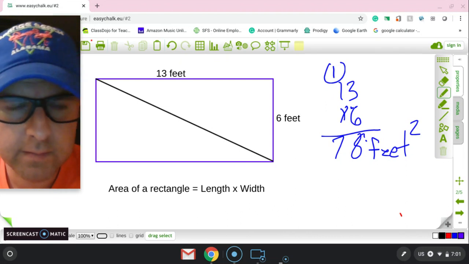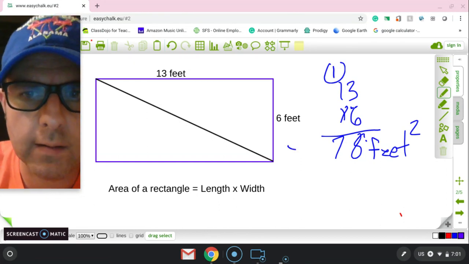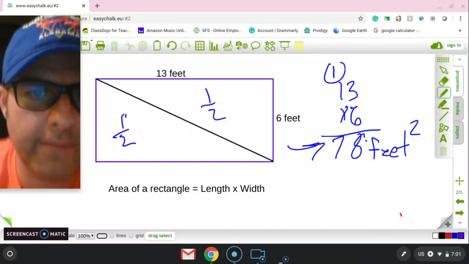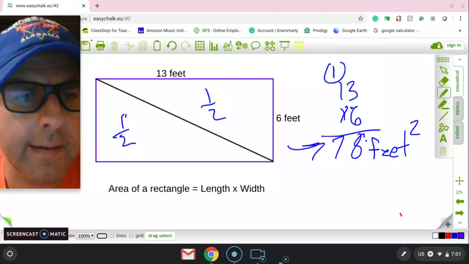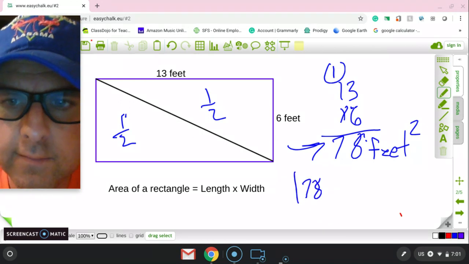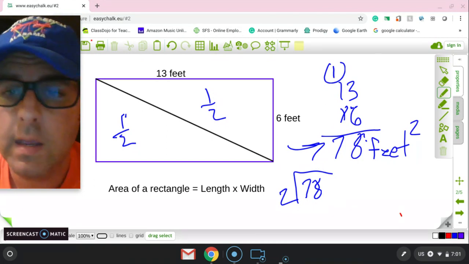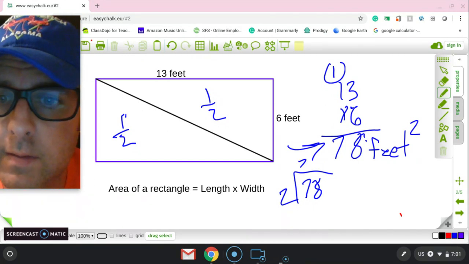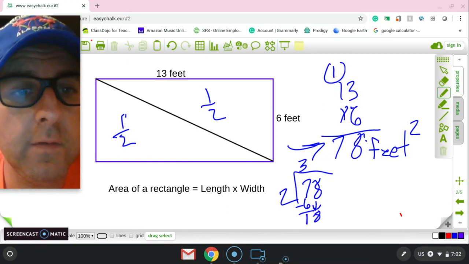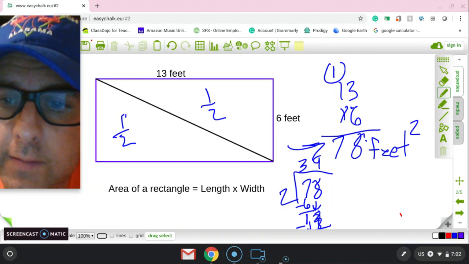So in this particular case, how would we find the area of one triangle? Well, if the whole rectangle is 78 feet, and I have half of it in this triangle and half of it on this triangle, how would I find the area? I would take half of it. So I would take 78 divided by 2 to figure out what the area of a triangle is in this particular case. How many times does 2 fit into 7? 3 times. 3 times 2 is 6. We're left with 1. Bring down our 8. How many times does 2 fit into 18? 9 times. 9 times 2 is 18, and we're left with 0.